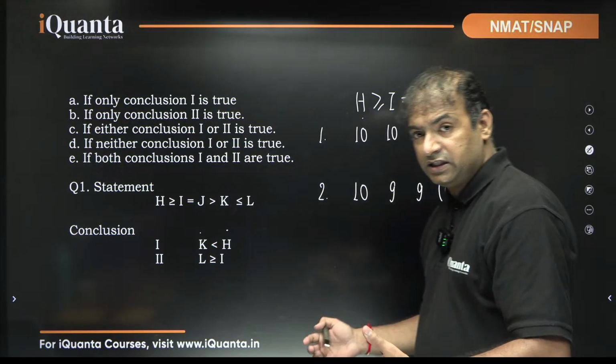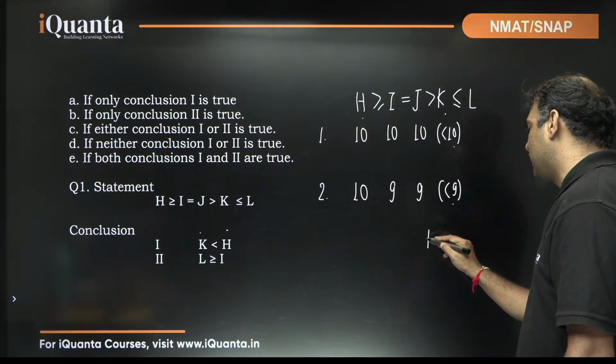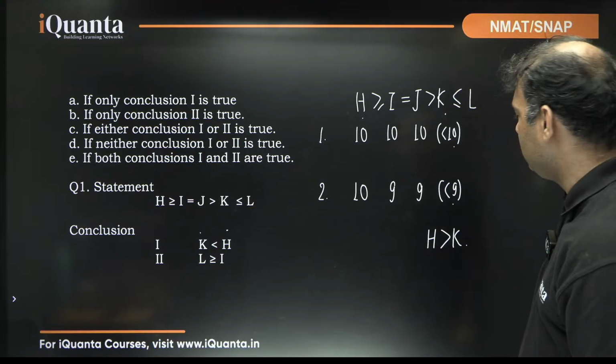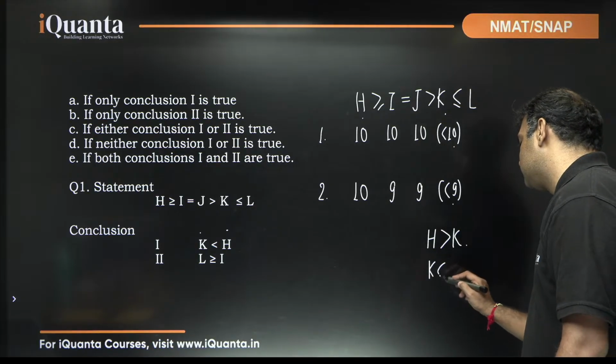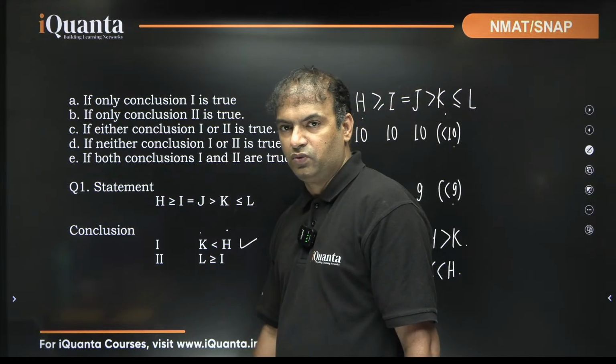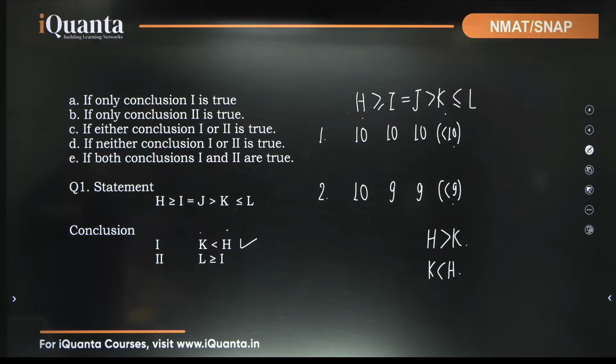So in both the cases, we are very much sure about the relation of K and H, that H has to be greater than K, right? Very obvious that H has to be greater than K, or K has to be less than H, same thing. So conclusion 1 has to be true, right guys? I'm sure you understand. Conclusion 1 has to be true, pretty easy, right?